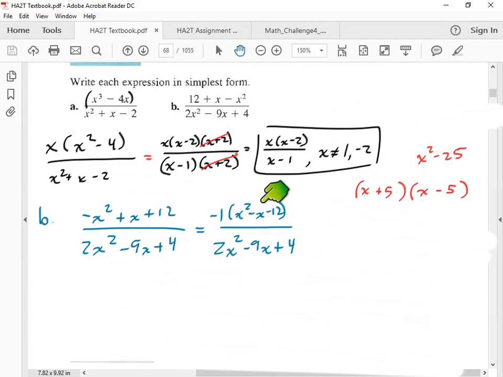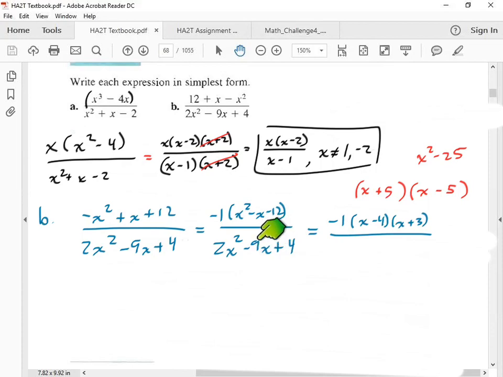Can I factor what's inside of these parentheses? Heck yeah. What multiplies to give me -12, but then adds to give me a -1? 3 and -4. -4 and +3. It doesn't matter which one you put first. -4 plus 3 gives me -1. -4 times 3 gives me -12.